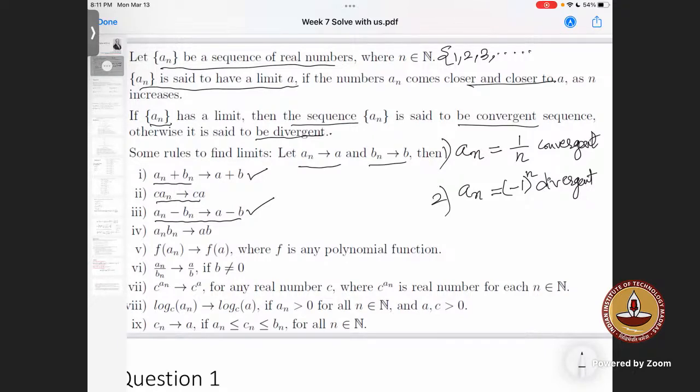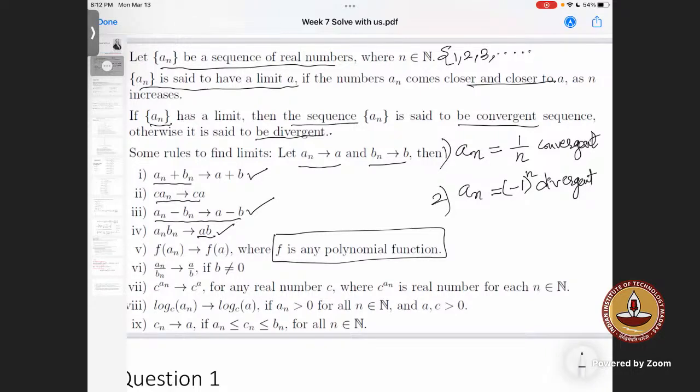The fourth point: if a_n has some limit a, and b_n has some limit b, then the product of the two sequences, a_n b_n, will have limit a into b, simply a multiplication of both the limits. And the fifth point is very important: f of a_n will be f of a. Let f be any polynomial function. Because a_n has limit a, f of a_n will simply be f of a. You put a in the place of a_n, and you could find the value.